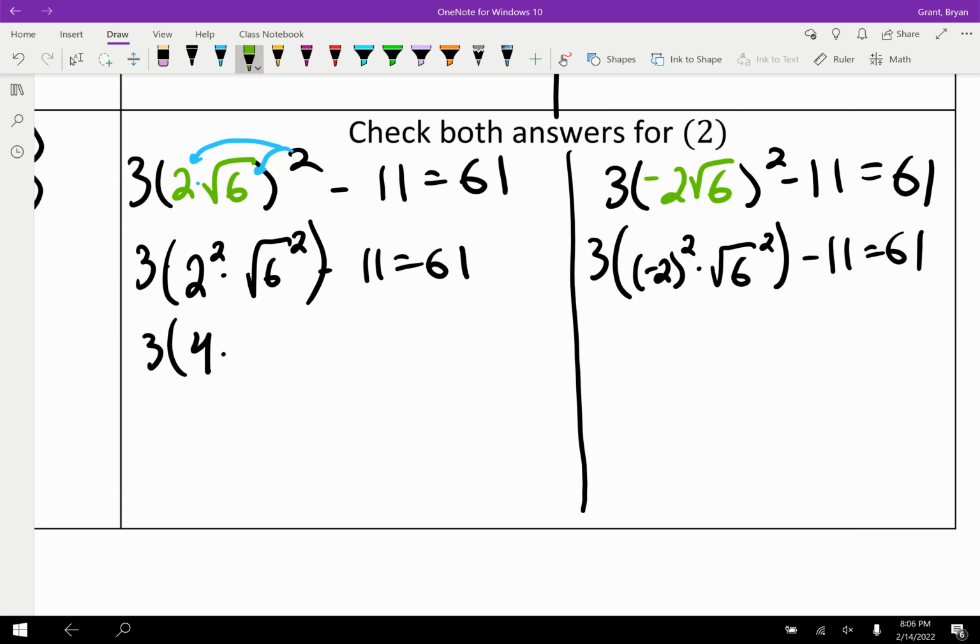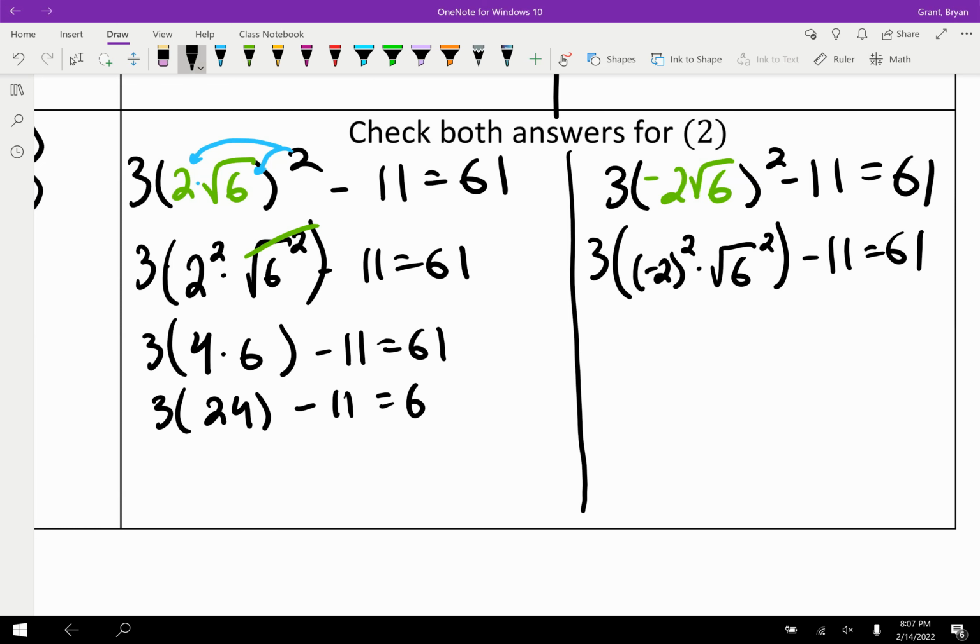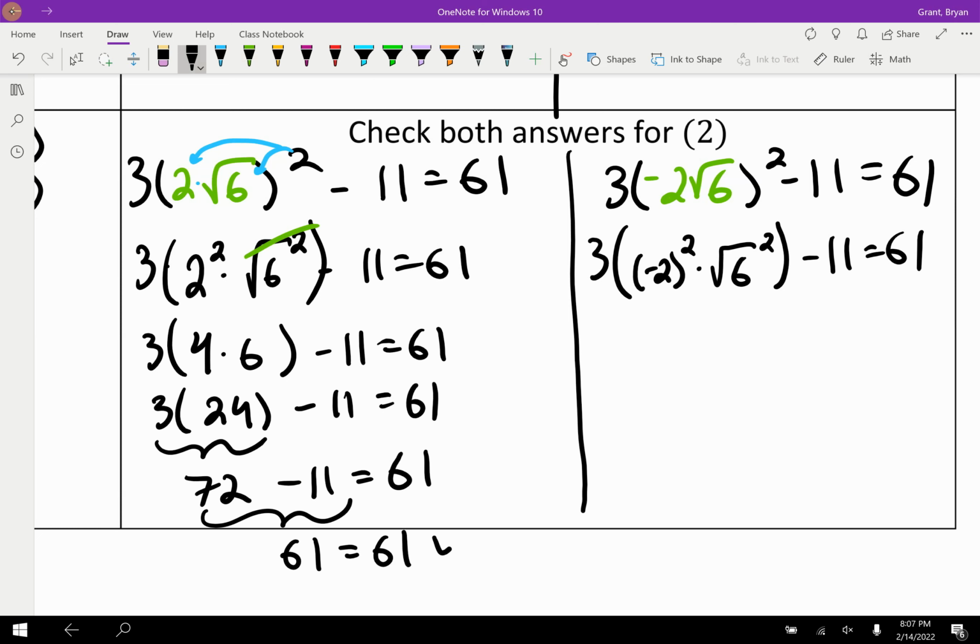All right, 2 squared is 4. Square root of 6 squared: square roots and squares cancel, that just gives me 6. Okay. Minus 11 equals 61. And then we can multiply this out. 6 times 4 is 24, and 3 times 24 we discussed earlier is 72. 72 minus 11 is 61.